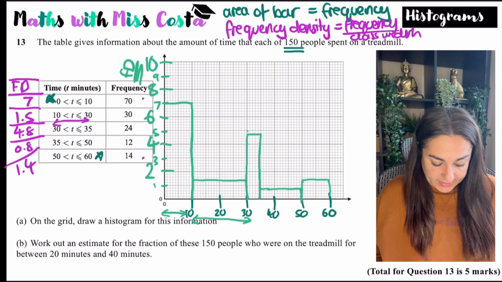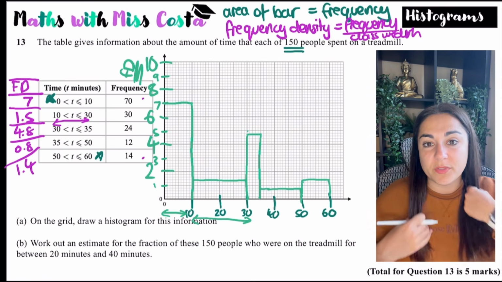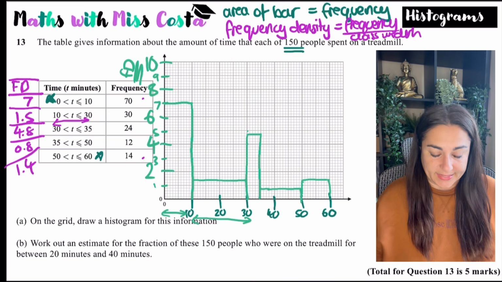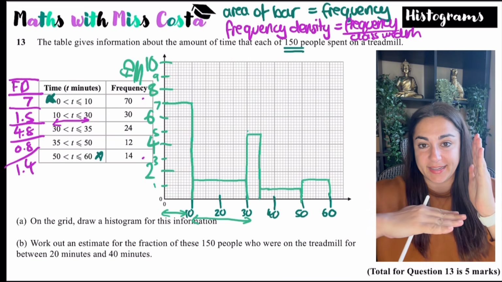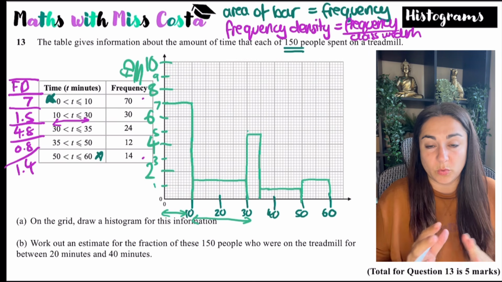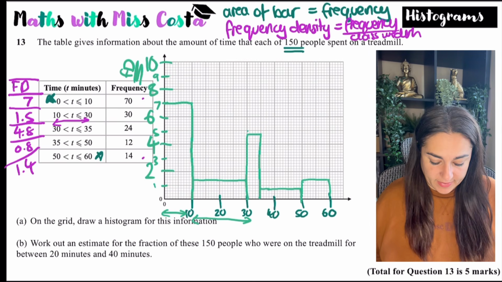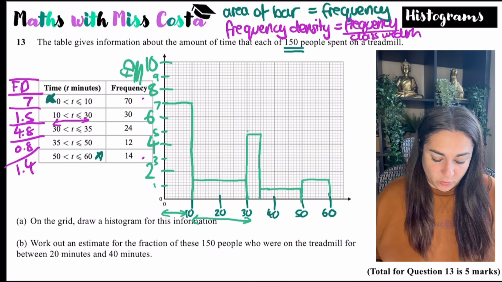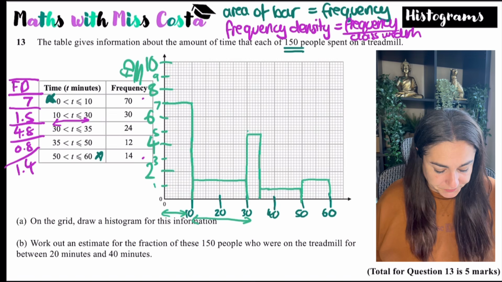So the key is, step 1, work out what the frequency density is, because that's going to be your y-axis. The x-axis is your class widths, and then the area of the bars all represent the frequency. The whole point of a histogram is that the areas are going to be different. They're not going to be consistent like bar charts.